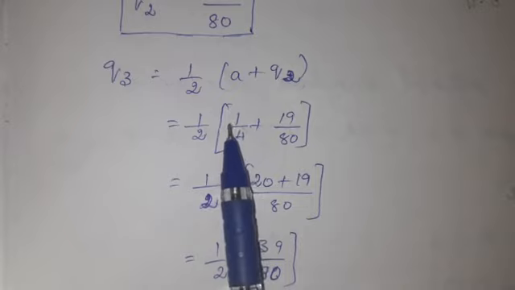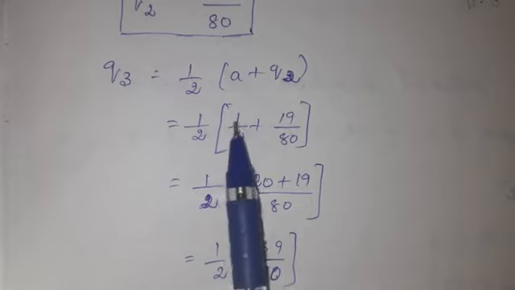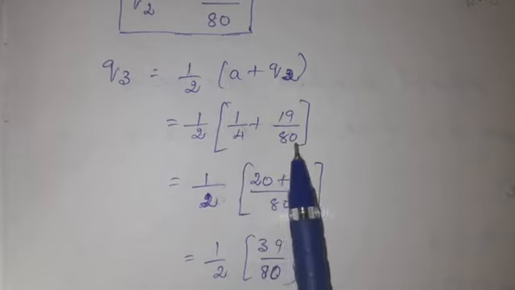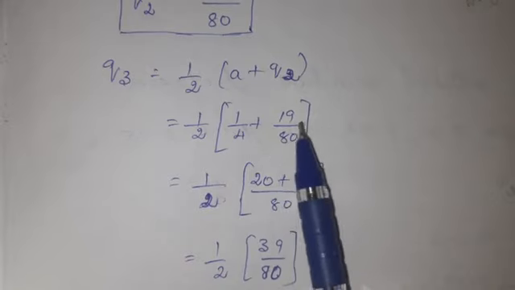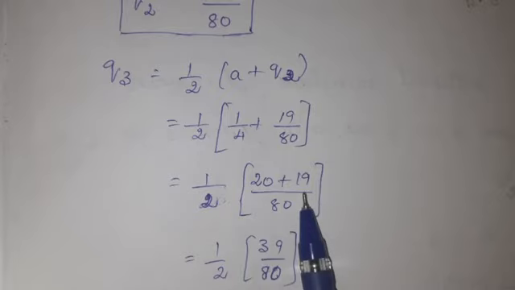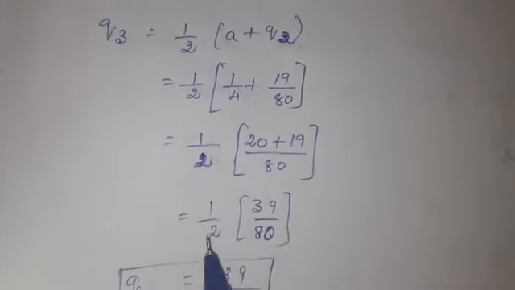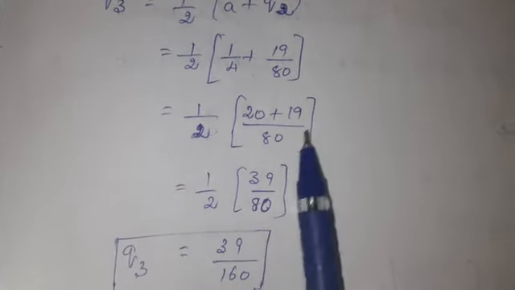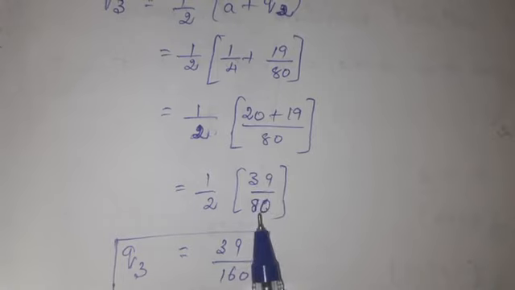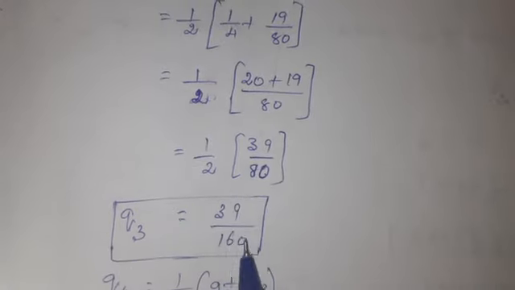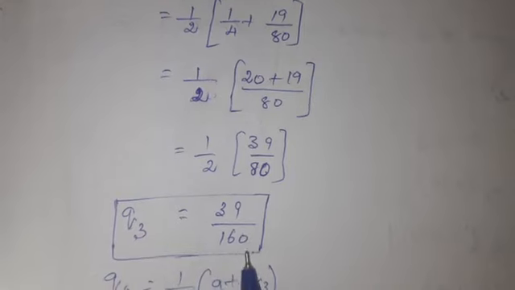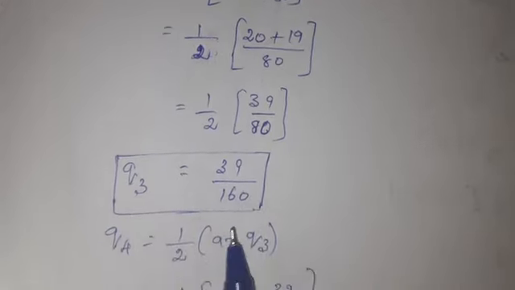That 20 should be multiplied with the numerator, that is 1 into 20, 20. Plus here we already have the denominator 80, so no need to multiply. Whatever number is present in the numerator, that number should be written here. 19 is equal to 1 by 2 into 20 plus 19 is 39 divided by 80. Then you multiply 1 into 39 is 39 divided by 2 into 80 is 160. This is Q3, the third rational number.